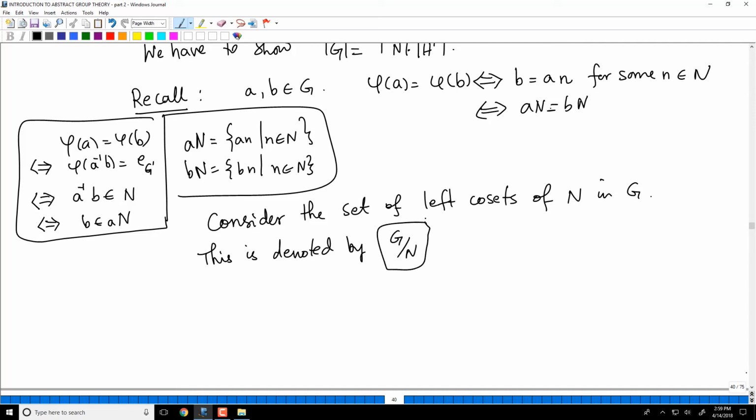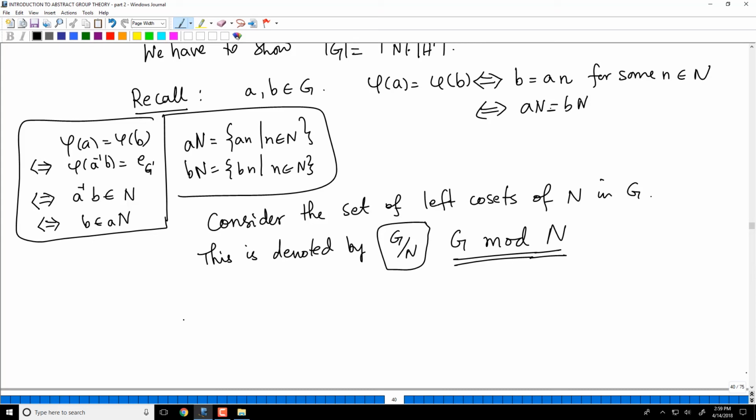I am introducing new notation for you, and this anticipates our definition of quotient groups later. G mod N, it is read as G mod N. That's how you read this. G mod capital N is the set of left cosets. For now it is simply a set.